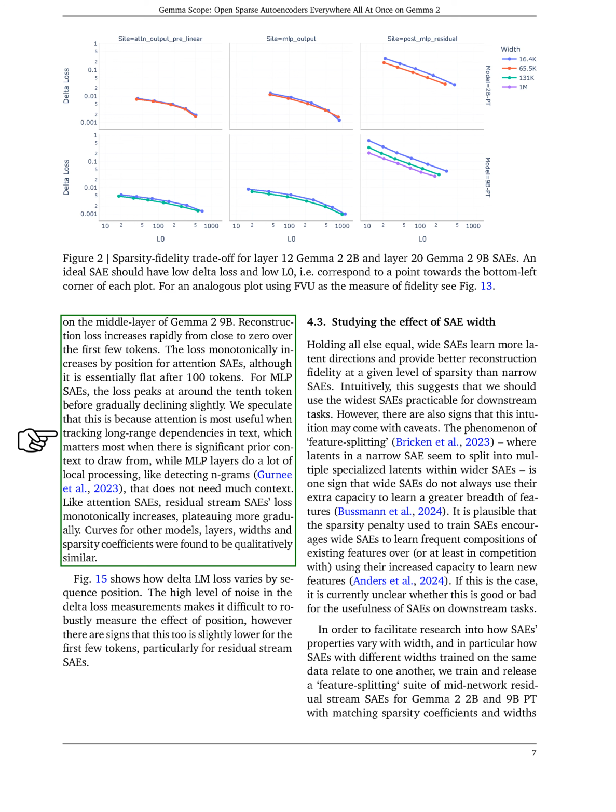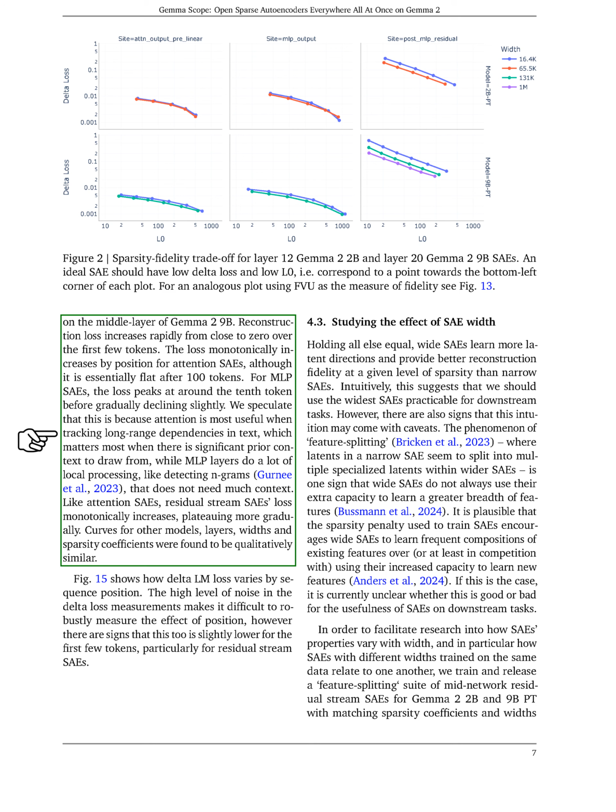We think this happens because attention mechanisms are better at managing long-range dependencies in text, which is more relevant when there is ample prior context, while MLP layers focus on local patterns, like n-grams, that require less context. Similar to attention SAEs, the loss for residual stream SAEs also increases steadily but plateaus more gradually. We find that the patterns are similar across different models, layers, widths, and sparsity coefficients.